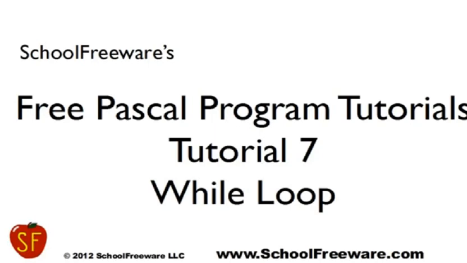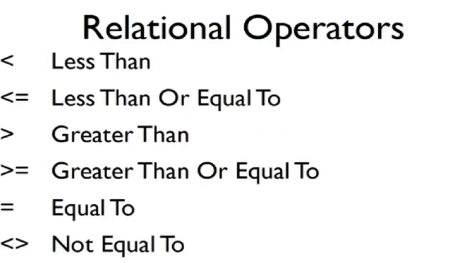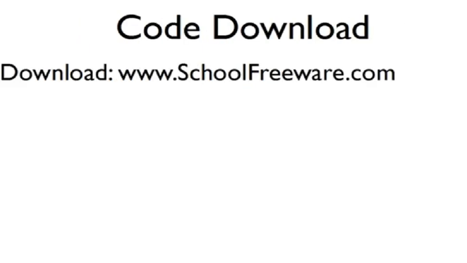School Freeware Free Pascal Program Tutorials. Tutorial 7, While Loop. The while loop syntax is as follows. We start with while, then the condition, do. While the condition is met, we'll begin. The computer will do whatever we tell it to do, and then we'll end the loop. These are the relational operators that the while loop can use. The code used within this tutorial can be downloaded at schoolfreeware.com.